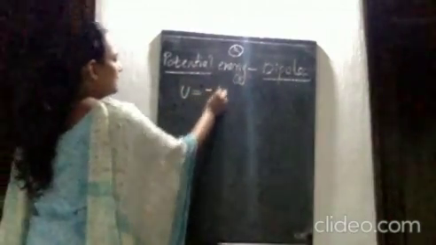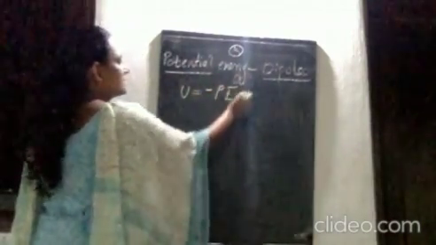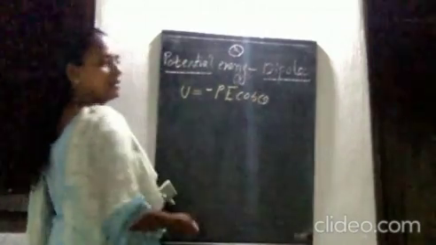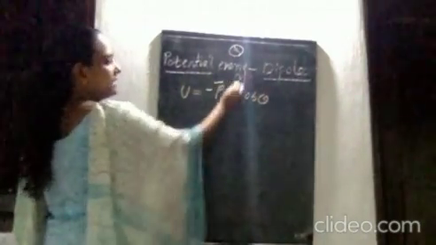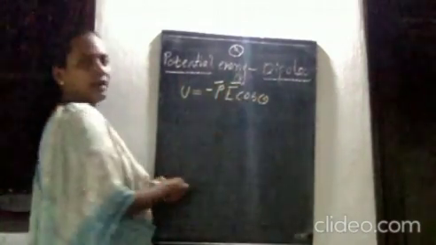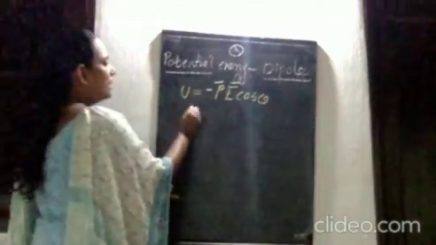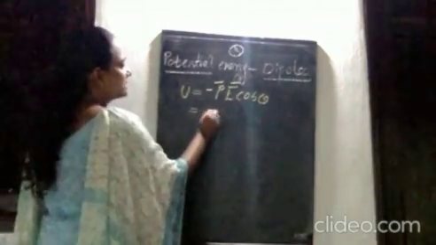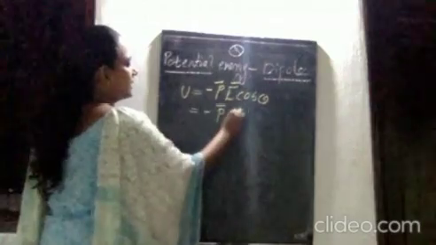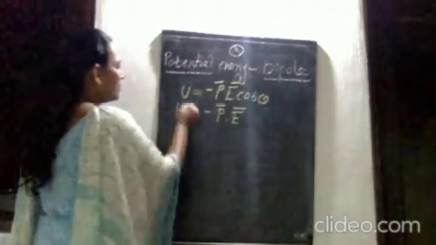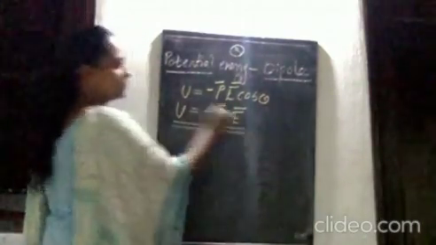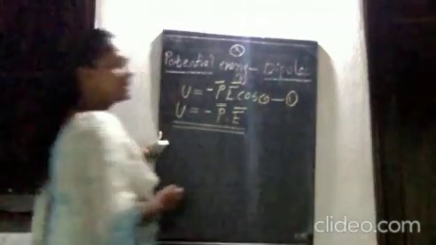And U is equal to minus Pe cos theta is the general expression. P is a vector, E is a vector, and the product of two vectors, how can you write it? You can write this as U equal to minus P dot E. So, you can write the formula like this also. And then there are some general conditions we want to discuss.